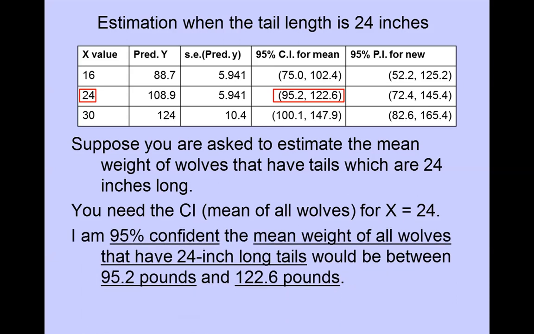Remember, in a confidence interval interpretation, you want to give certain information. Number one, the level of confidence. Number two, what you're estimating, and then the bounds for the interval. So I would say I am 95% confident the mean weight of all wolves that have 24-inch long tails would be between 95.2 pounds and 122.6 pounds. So this is the way you would do estimation in simple linear regression.